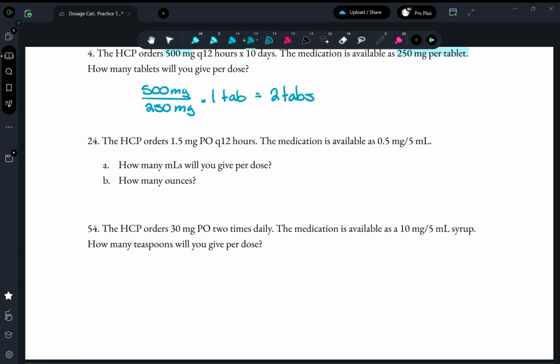Okay, so now that hopefully we've got a handle on how to do just our basic med calc, let's start throwing in some more conversions. So first, we have 1.5 milligrams, and it's available as 0.5 milligrams per 5 mLs. So we're going to do exactly what we did on the other questions, but then we're going to convert it to ounces. I don't think the ounces was in the book. I think I just added that for fun to start showing you guys how we'll use the dimensional analysis.